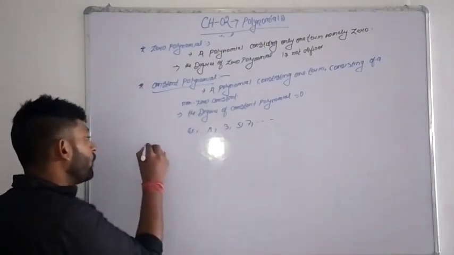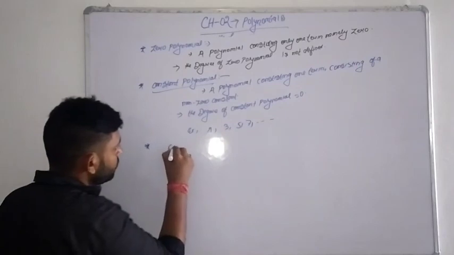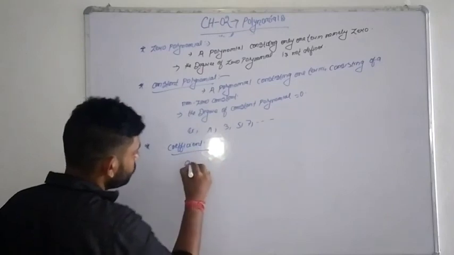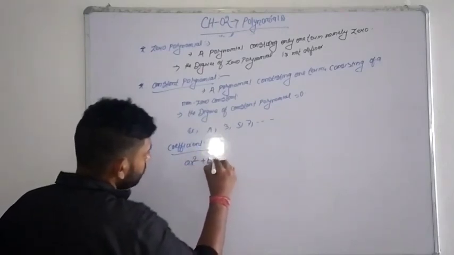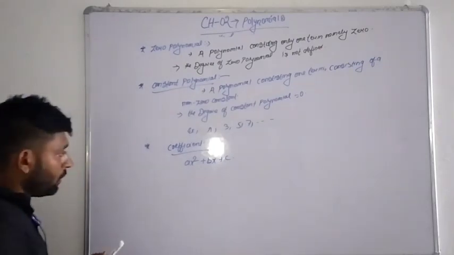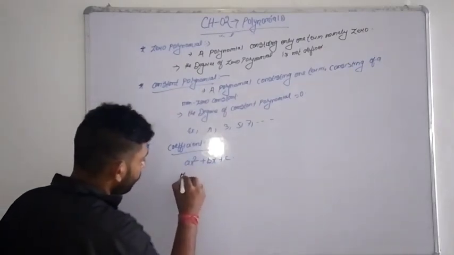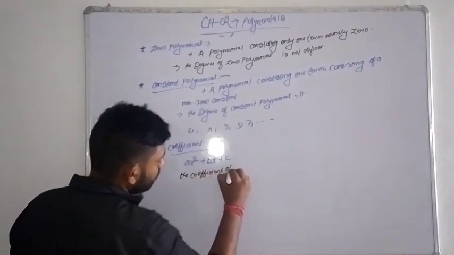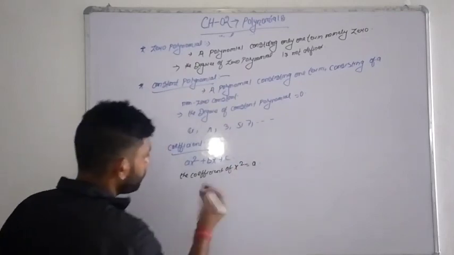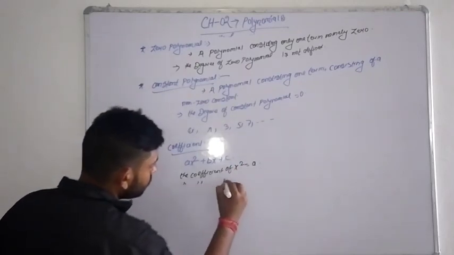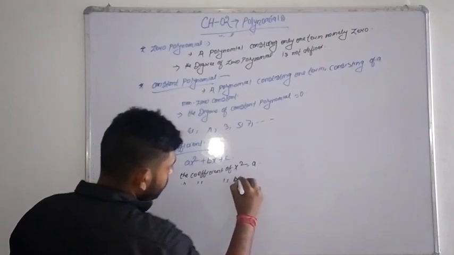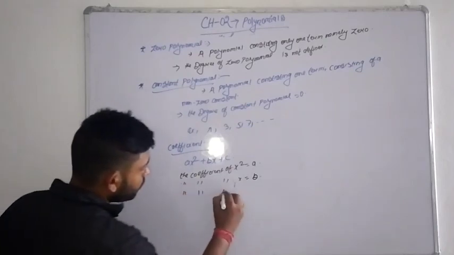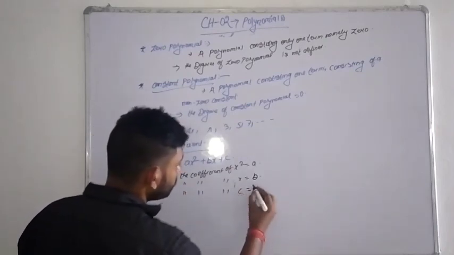And now one more important topic, coefficient. Now suppose a x square plus b x plus c. Here the coefficient of x square is equal to a. The coefficient of x is equal to b, and the coefficient of the constant term is equal to c.